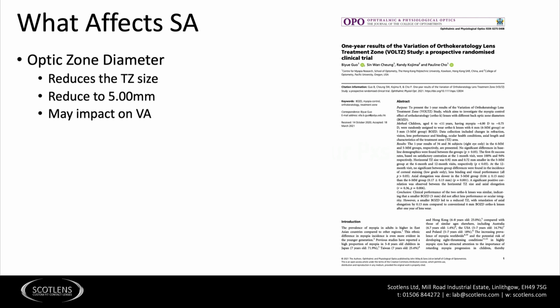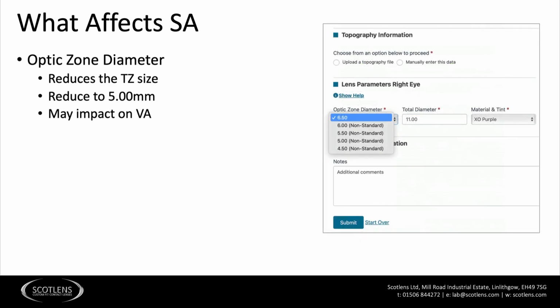So we want to take the treatment zone size down if we can, and we can reduce the optic zone down to whatever size we want. With Nocturnal, you can actually take it down to 4.5 mil. But of course, it's a balance. The smaller you make the treatment zone, you may impact visual acuity and provide poorer quality vision. On ordering the lenses, you can just specify whether you want the standard optic or a non-standard optic.